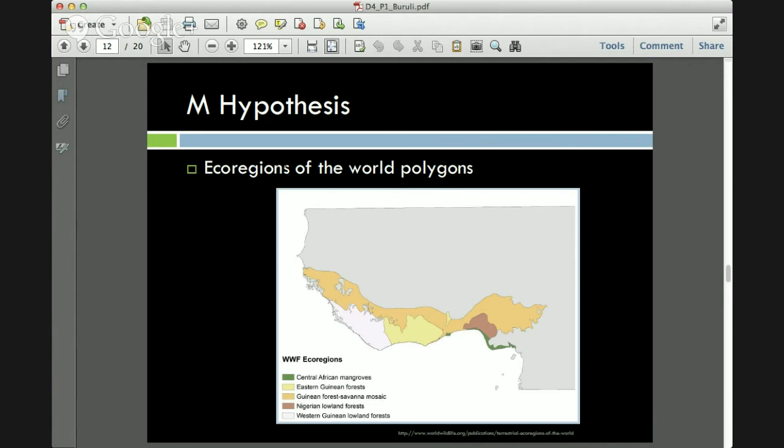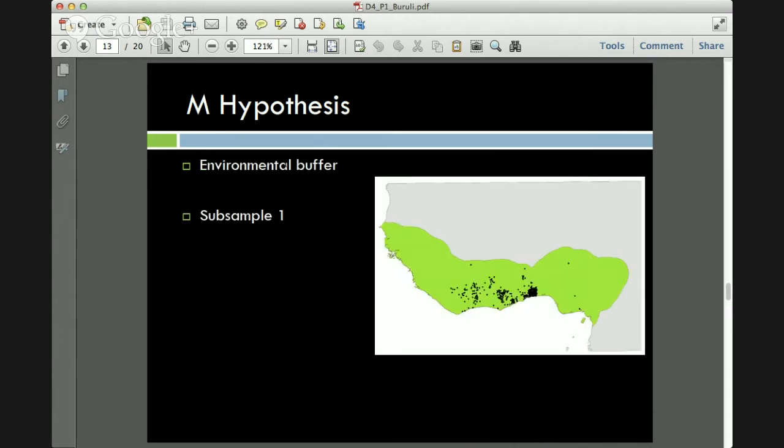And basically, we decided to take a look at the World Wildlife Fund ecoregions of the world polygons that represent different ecosystems and environments. And we looked at the polygons that covered where our occurrence data were located. But we also wanted to provide a little bit of an environmental buffer as a transition zone to make sure that all of our occurrence data fell within these polygons. And so the green polygon on the right represents our final calibration region. And then the black dots are our occurrence data from our first subsample data set of randomly selected points.